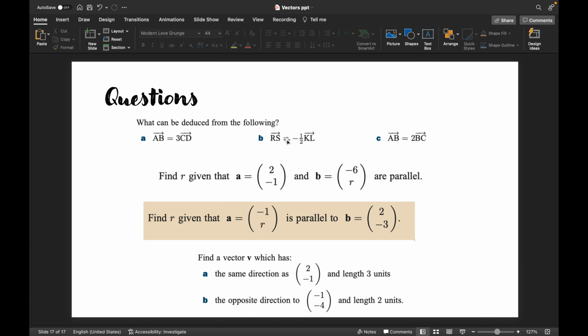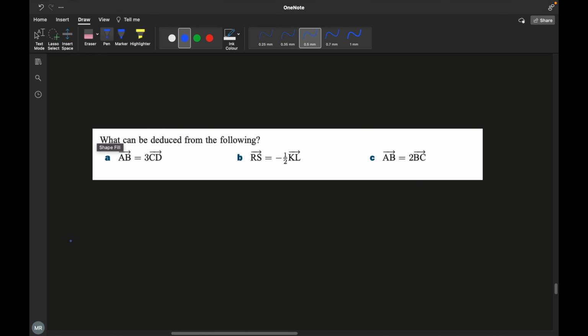What can be deduced from the following? We have A is 3 times the vector CD. Like we saw in the previous slide, this means that they are parallel vectors because AB is essentially a product of a scalar value k and some other vector. And therefore, A means that they are parallel vectors.